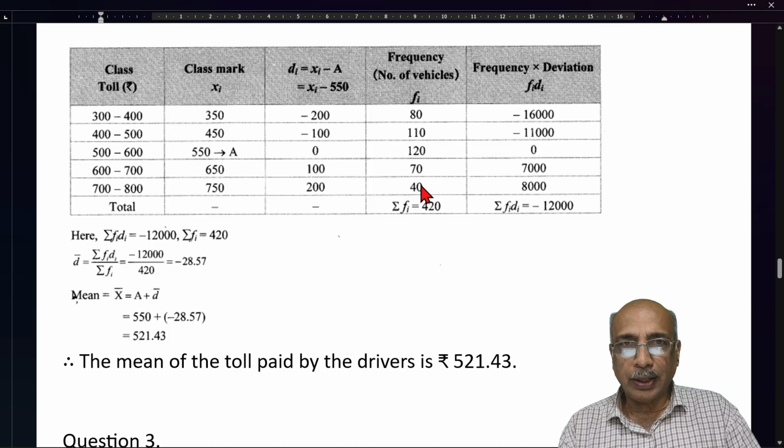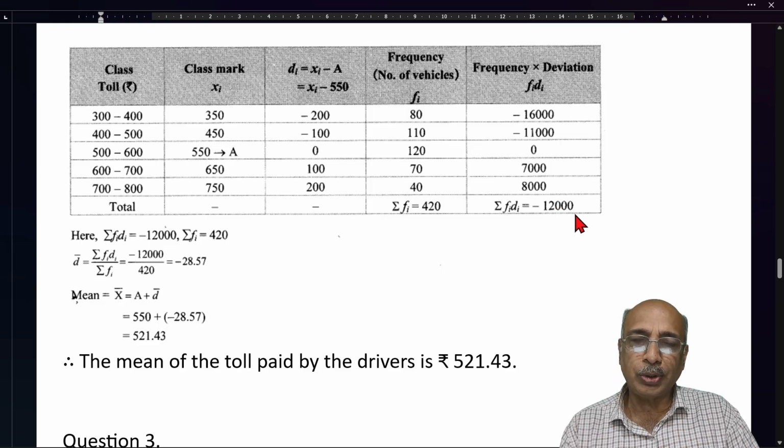Frequencies as given in the table only we have to write. Now in the assumed mean method, we take the product of frequency into deviation. So fi into di. Simplify this. As a product of these two, you write here. Then for the sum of fi di, take the negative number total, take the positive number total, whichever is greater, that sign you have to give. So here it comes to minus 12,000.